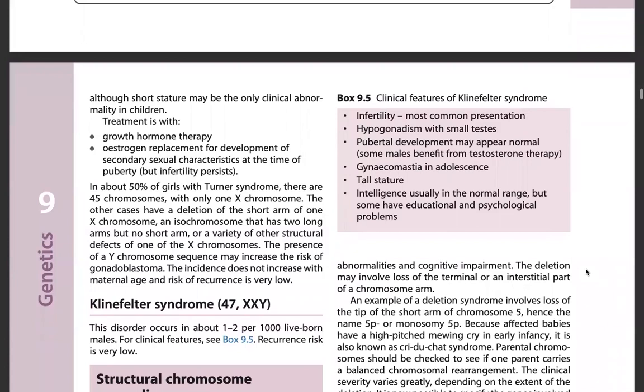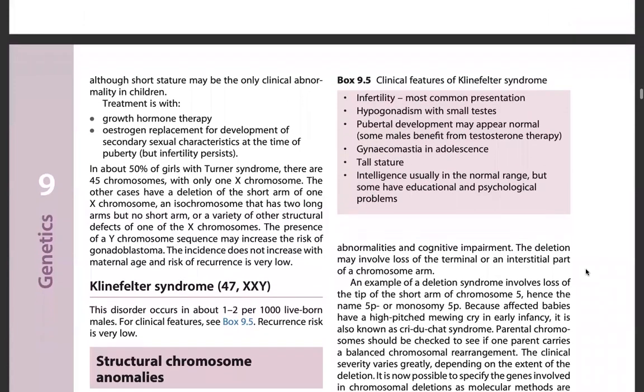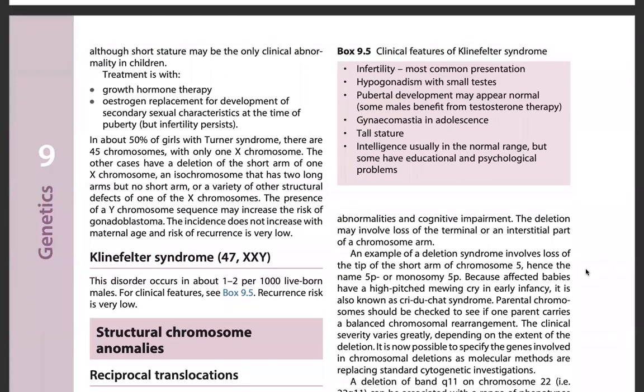Klinefelter syndrome, 47,XXY. The disorder occurs in about 1 to 2 per 1,000 live-born males. For clinical features, the box will be shown. Recurrence risk is very low.